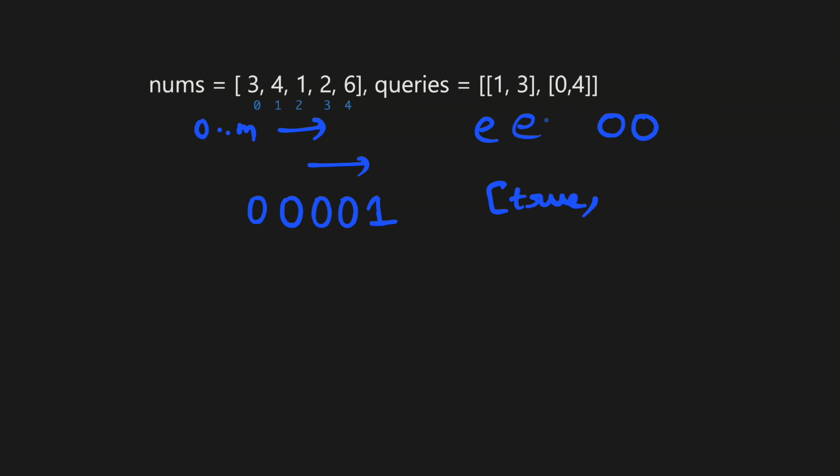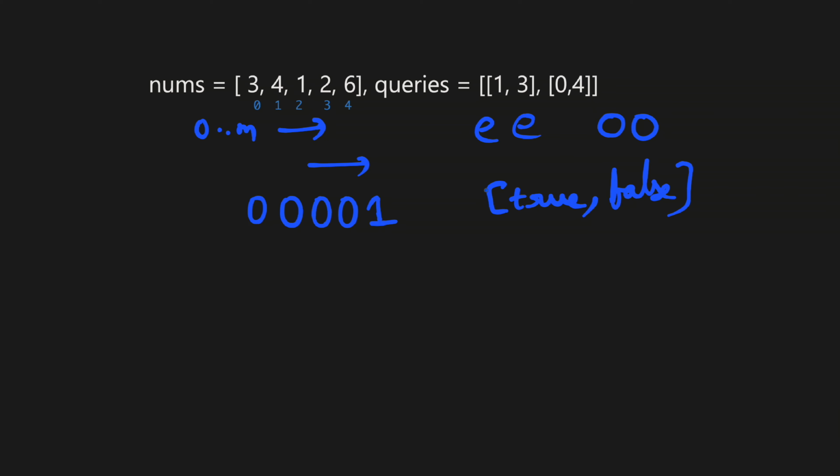But for query 0 and 4, the prefix count is not same and the difference between them is 1. So that means there is at least one adjacent pair where the parity was same. And because of this, we will return false as our answer for this query. And in the end, we will return this Boolean array of the size of queries as our answer.